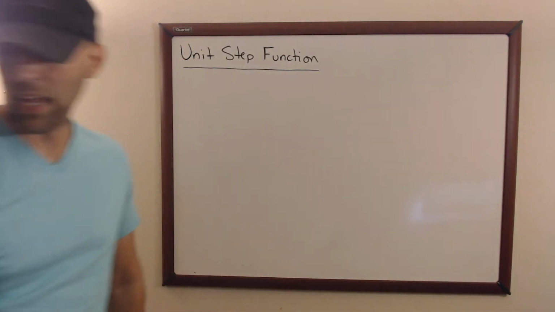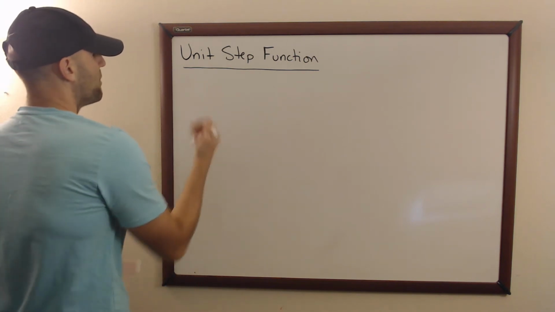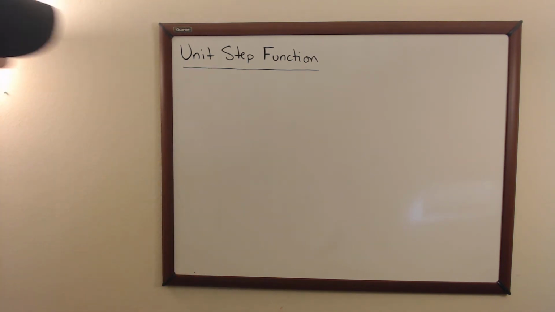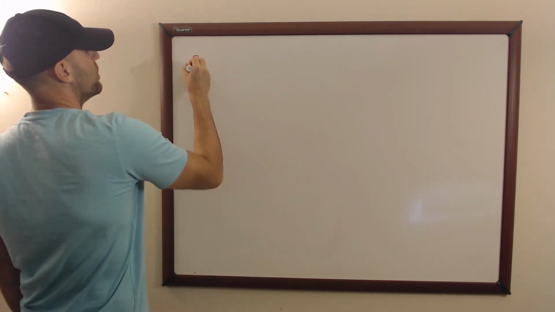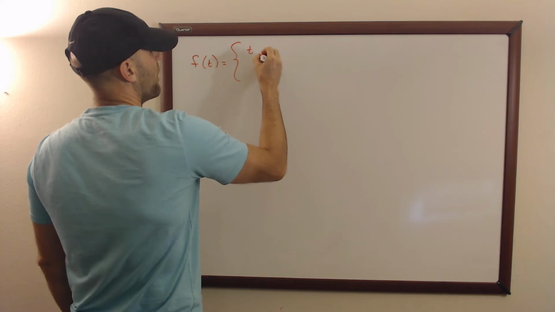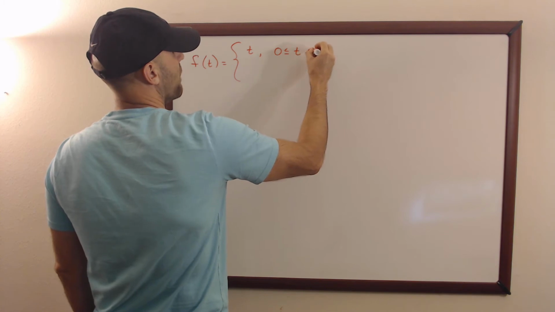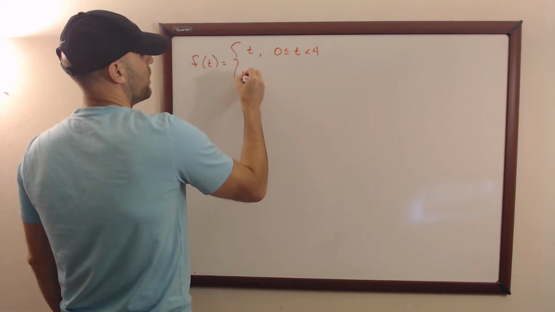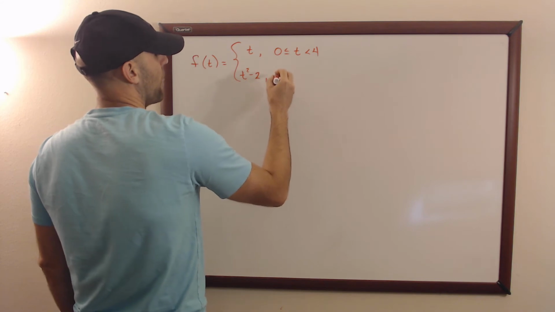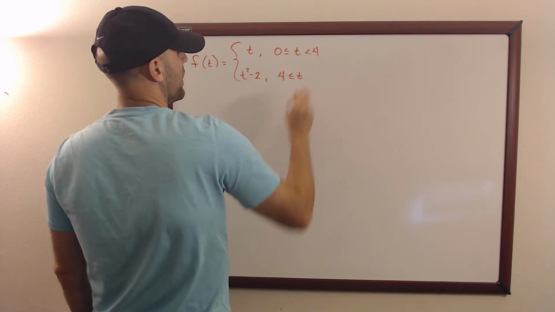Okay, so let's take a look at a piecewise function. Let's see, that looks fun. Let's do f of t is equal to t when t is between 0 and 4, and it's equal to t squared minus 2 when t is greater than 4.